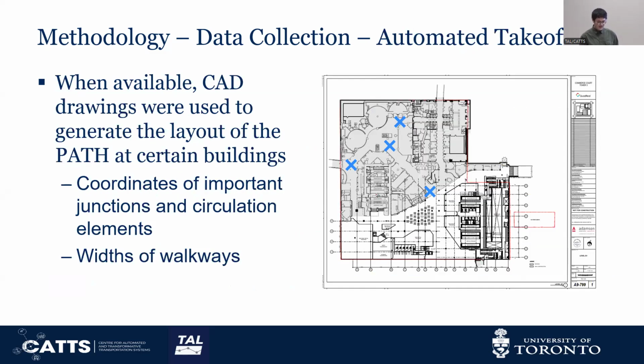And that was all the manual collection methods. And when we do have CAD drawings available, we designed a CAD-based tool to automatically get the coordinates of important locations from a drawing. And then from there, we can calculate the exact coordinates as long as we know the coordinate of just one point on that drawing.